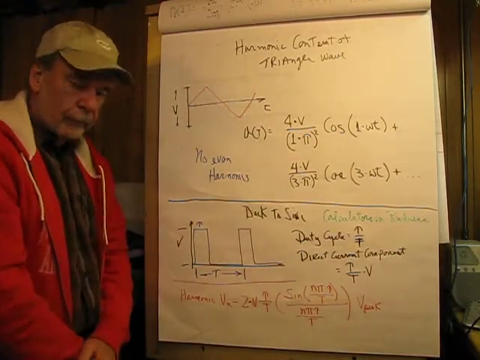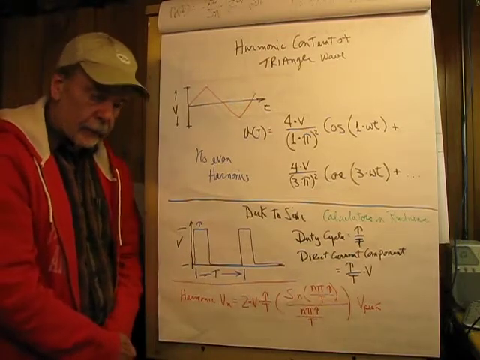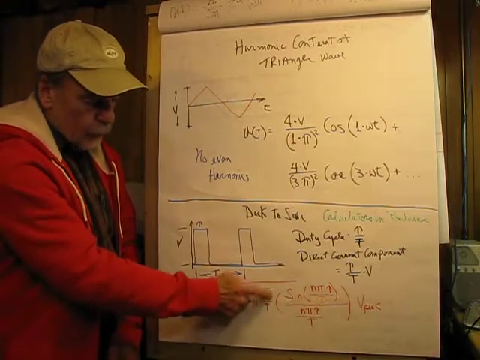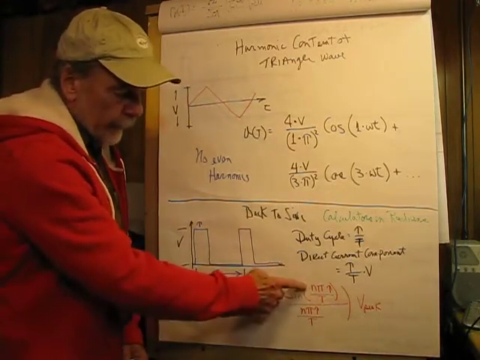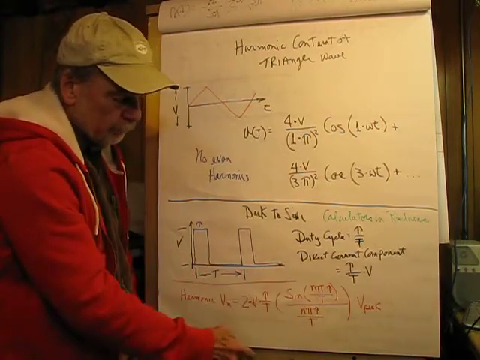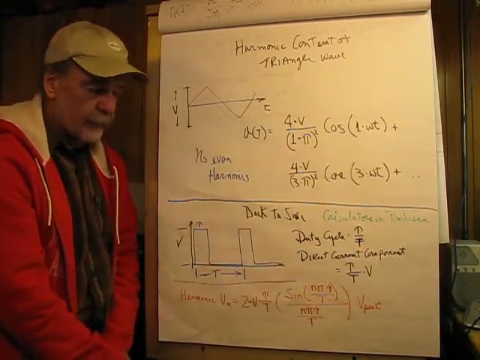So what this would look like then, to find any harmonic V sub n, would be 2 times V times the duty cycle times the sine of n pi tau over T, period T, divided by n pi tau over T.